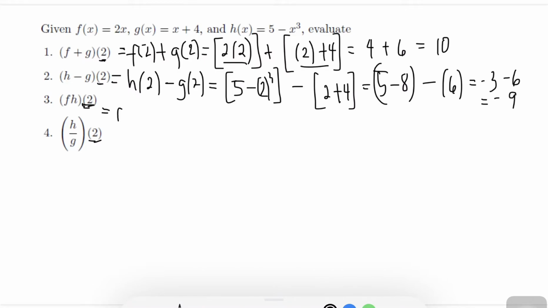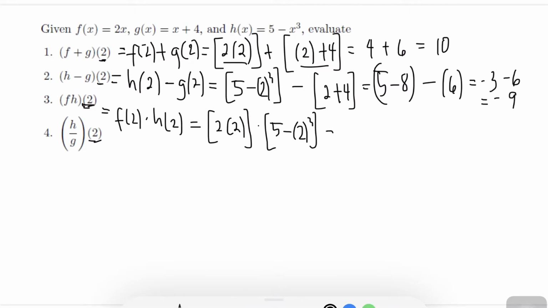Next, this is f of 2 times h of 2. F of 2 is 2 times 2, times h of 2. So 5 minus 2 cubed. So this will become 4 times 5 minus 8, 4 times negative 3, negative 12.